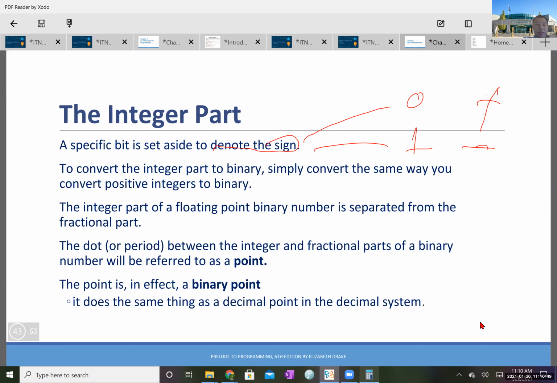So in order to convert the integer part to binary, you just convert it the same way you convert a positive integer. If you have a positive 625, you just convert the number 6 normally, or if you have negative 625, you also just convert the 6 normally. The dot between the integer and the fractional part of the binary number is referred to as the point. The point is where you separate the integer part and the fractional part. In this case, you can call it the binary point because it breaks it down in binary.